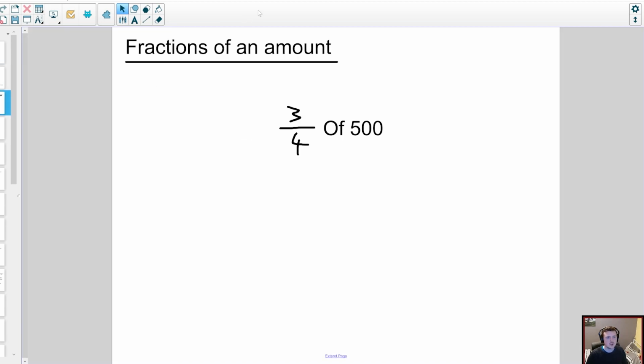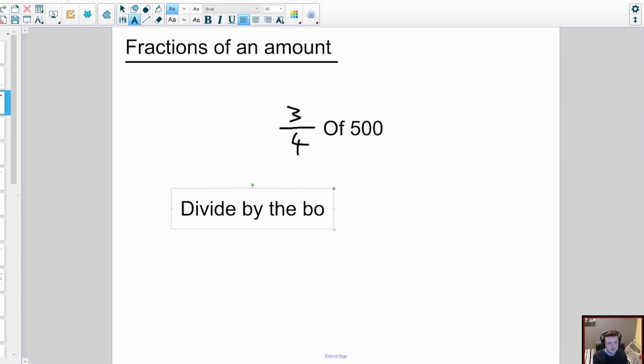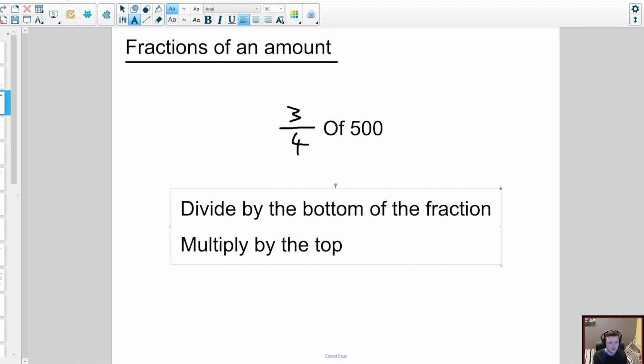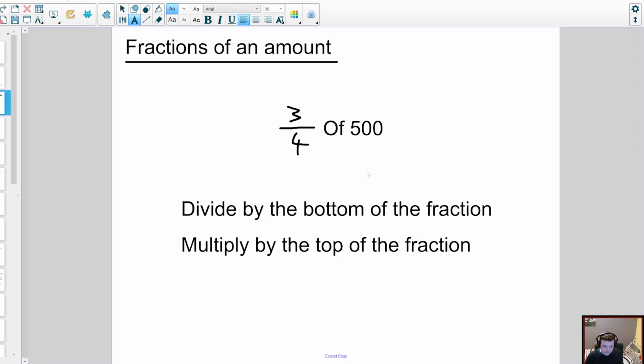So let's start with a fraction of an amount. We have a fraction of something. 3/4 of 500 as an example. So here's what we're going to do. The method for this is always divide by the bottom of the fraction, multiply by the top of the fraction. And we're going to do it like that. As we know from BODMAS or BIDMAS, the order in which we do divide or multiply doesn't matter. So just pick one that you like the most. If you want to divide first or multiply first, sometimes depending on the number, it might be easier to do one or the other. But you can always just pick one and then do the other one, and you will be okay as long as you're always dividing by the bottom and timesing by the top.